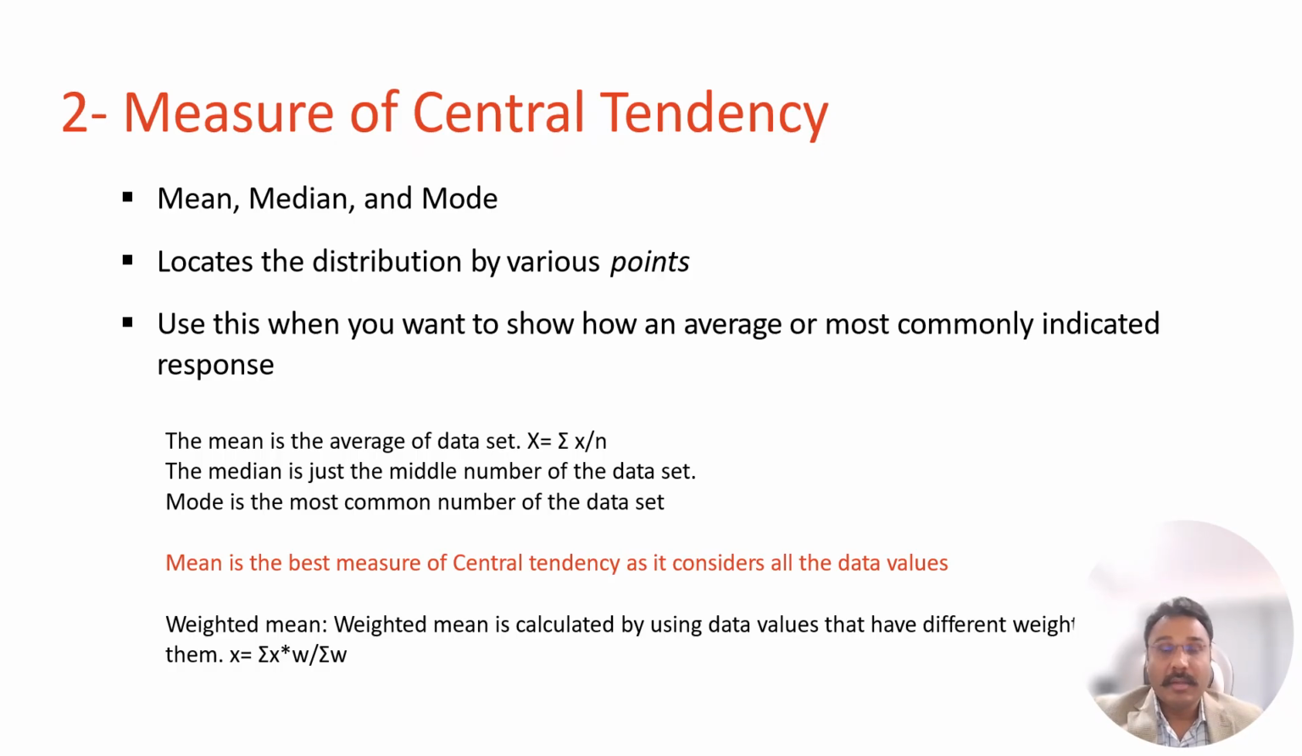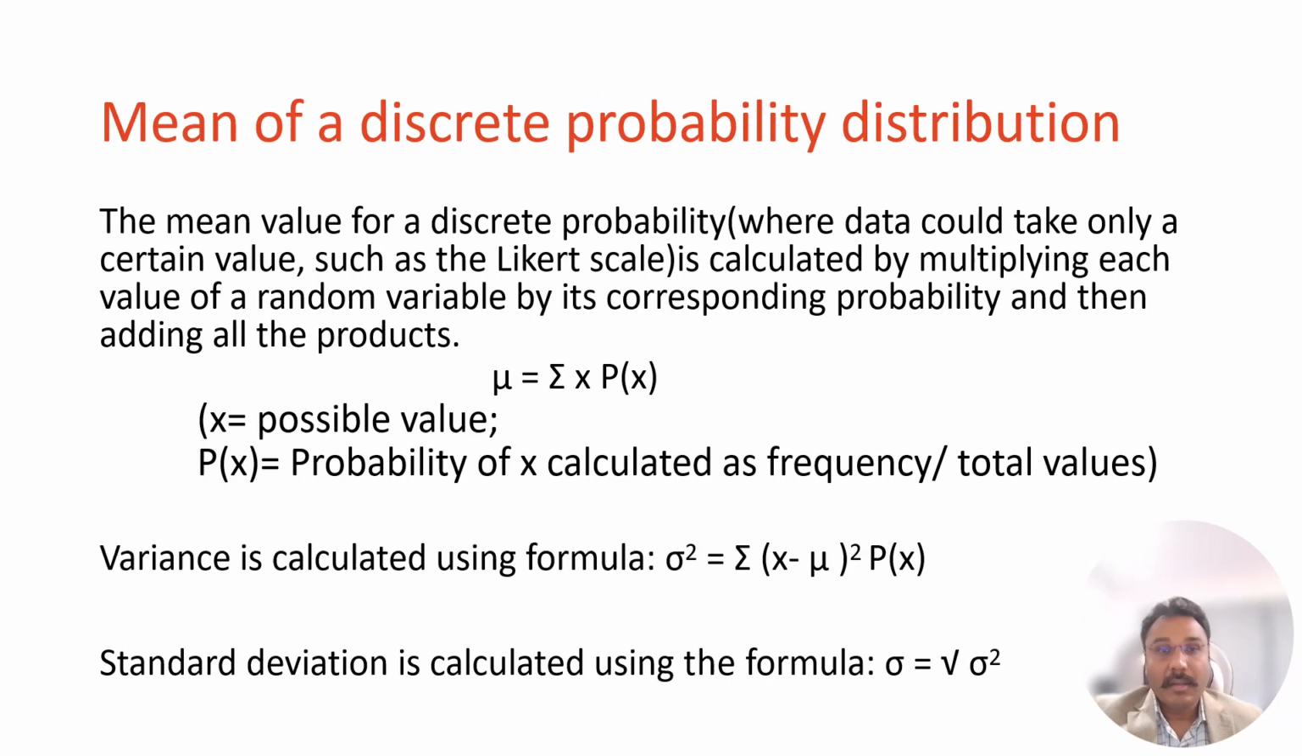So let's look at the mean of a discrete probability distribution. So far we have seen the average, where you add all the values and divide by the number of observations. But there's also a concept called the mean of a discrete probability distribution. In some cases, the average value cannot give you the insight that you are looking for. In the case of some unexpected or uncertain situation, you need to have an expected value. So we'll talk about that.